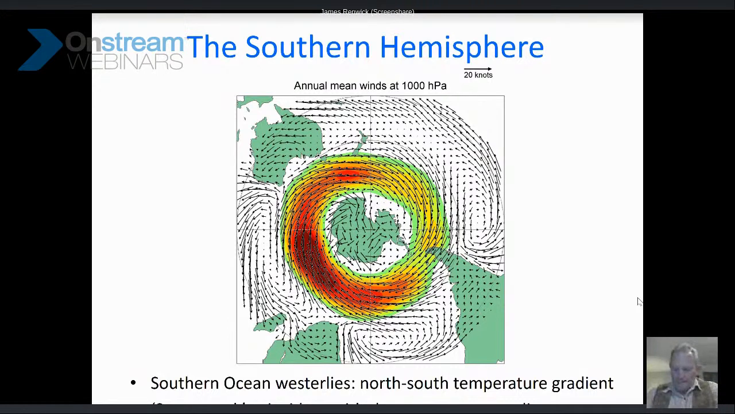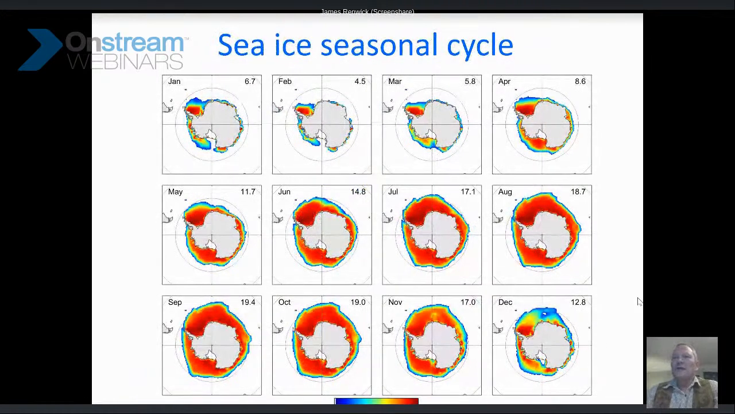And yeah, I'll talk a little more about some of the consequences of this a bit later on, but I thought I'd start off talking about the seasonal cycle of sea ice. So how does the sea ice grow? Where does it grow? And how does that vary, basically? So here's a map, or series of maps, of the monthly average sea ice extent around Antarctica.